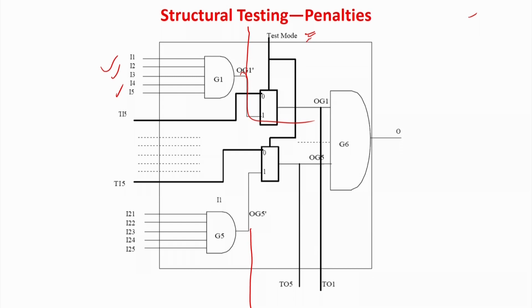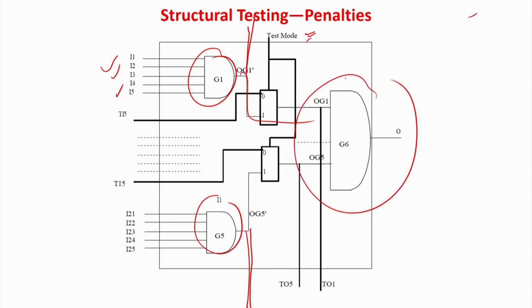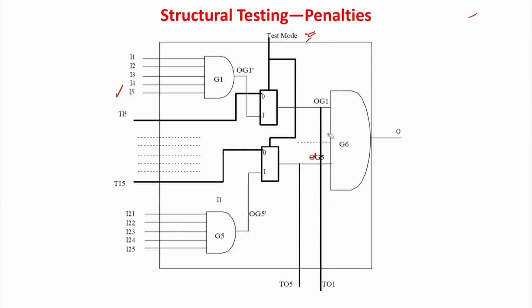So, now what are the costs I am paying to go for structural testing? Whatever intermediate lines you want to test, because I am testing this gate and this gate at individual level, these are some intermediate lines which I have to test, so extra pinouts I have to bring. And if there is a gate which is internal, which I have to test, I have to put some extra multiplexers so that I can control these lines. So, there are a lot of extra output lines which will be coming out of the intermediate lines.